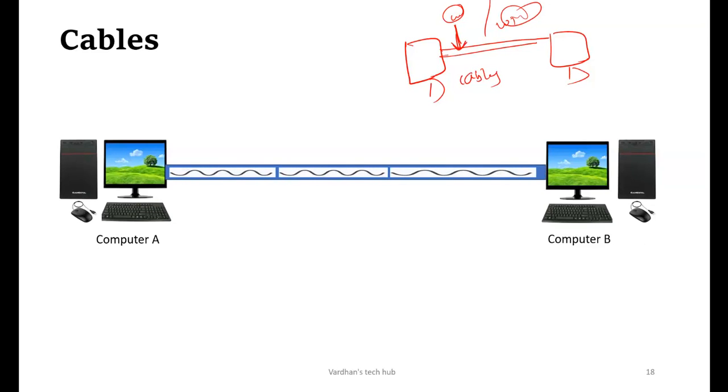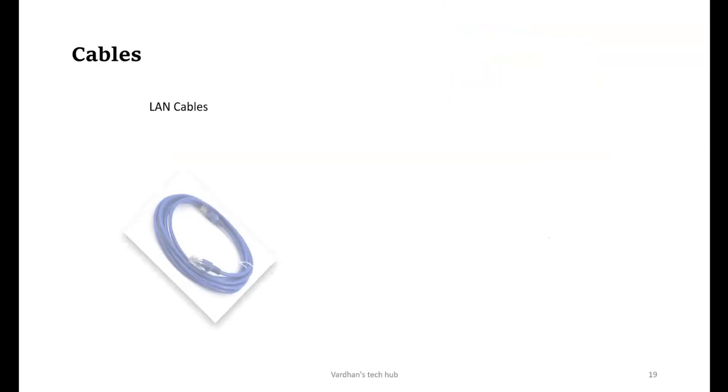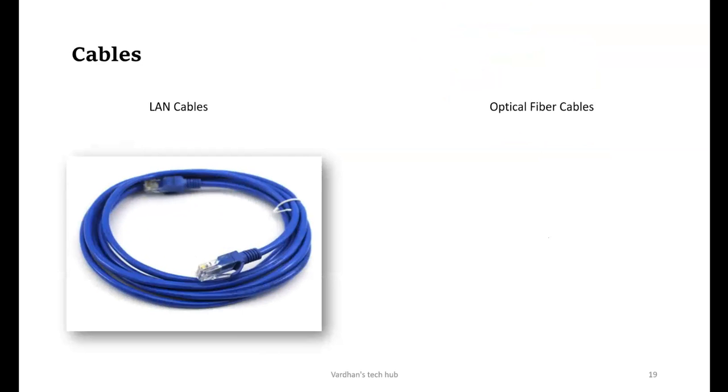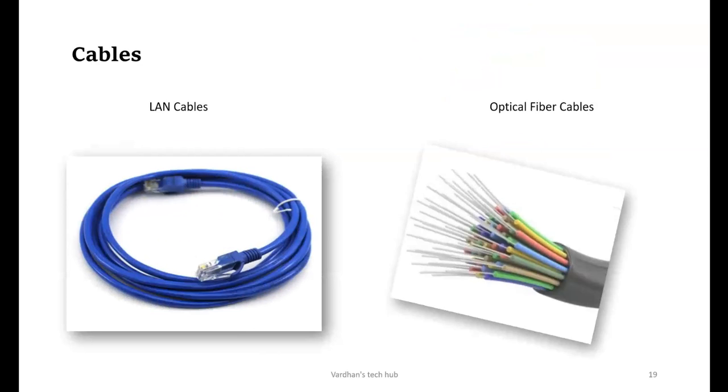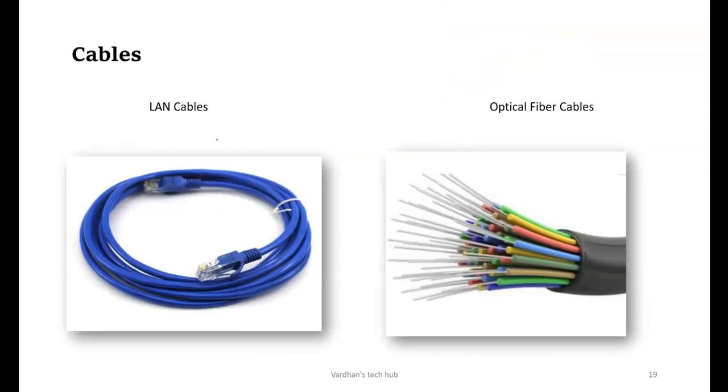It's not only two devices. If you have a number of devices, we need to connect them with cables, and if the number of devices increases, it will be difficult. That's why some devices come into the picture, which I will discuss later. We have different types of cables available in the market, that is LAN cables and optical fiber cables. In the case of LAN cables, copper wire will be used.